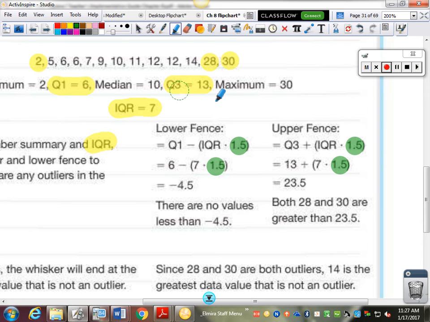That's not an outlier. But if we look at our upper fence, that's our Q3, 13, plus the IQR, 7, times 1.5. And I get 23.5 for that. Well, that means that the upper fence is at 23.5, and any value higher than that would be considered an outlier. So this 28 and 30, they are large enough to be considered an outlier. Okay?